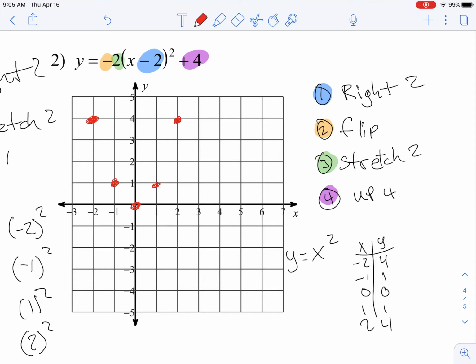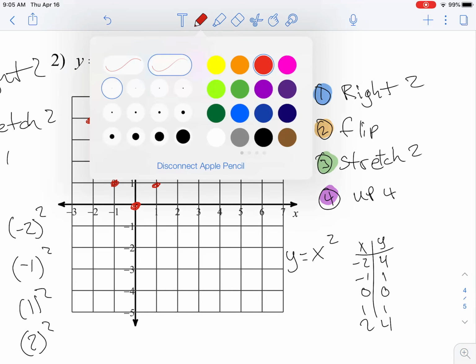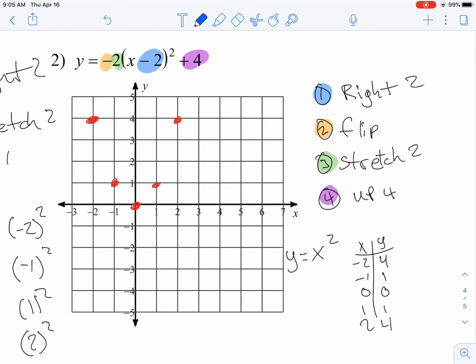So now I'm going to start moving all of my red points right 2, and I'm going to show you that in blue. So we're moving right, and you can work from left to right. 1, 2, that's that one. 1, 2. So the whole thing moves right 2. Now I have a new parabola right there in blue.